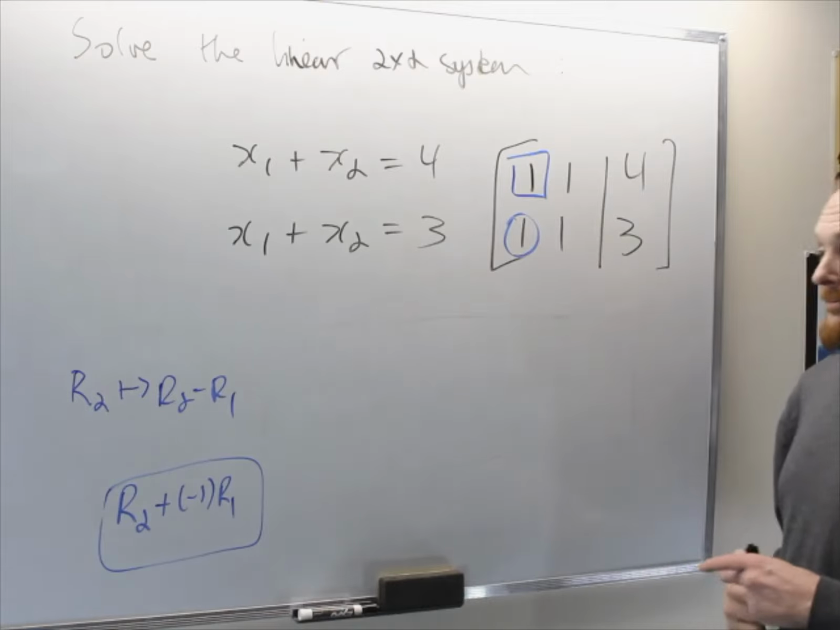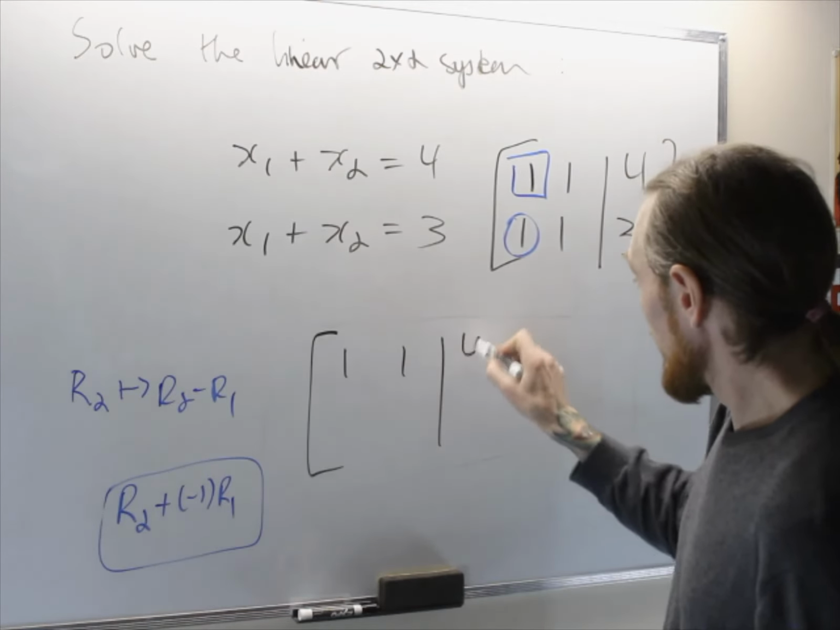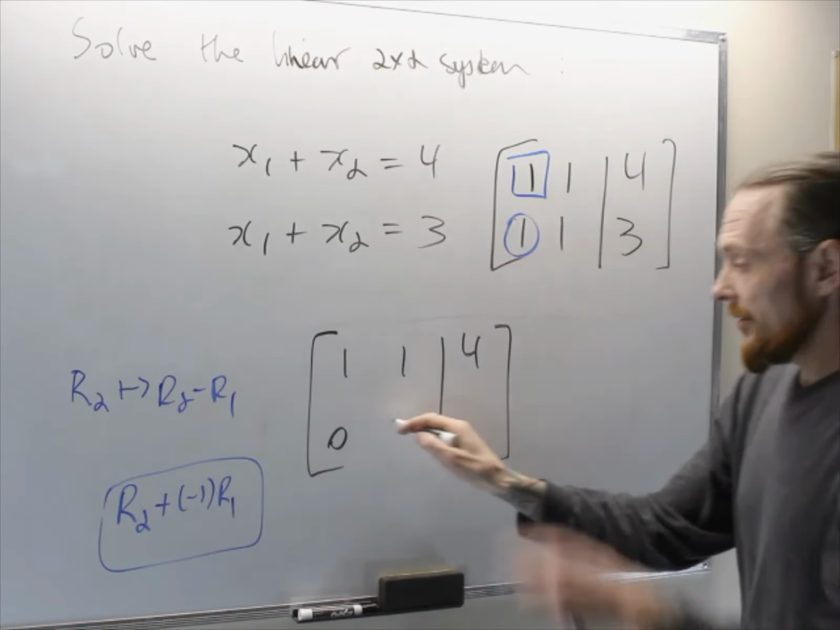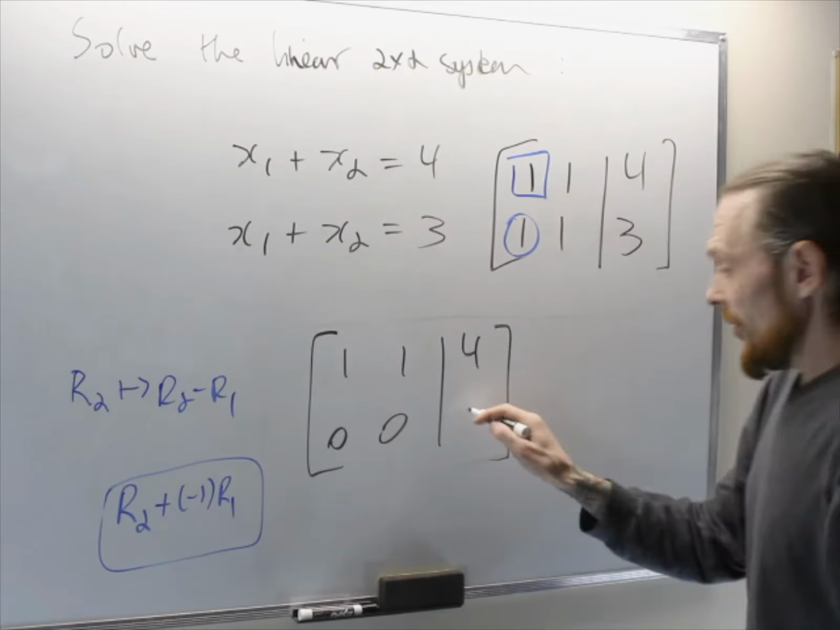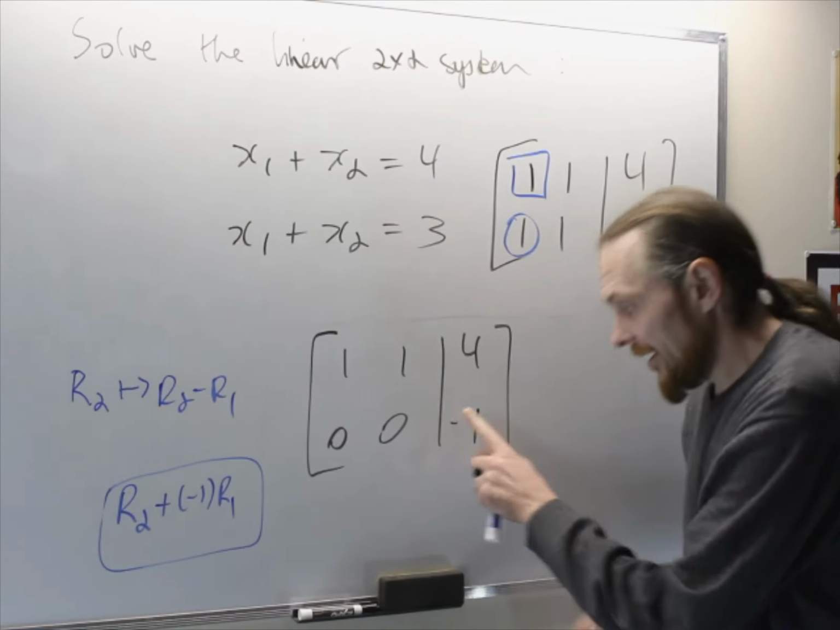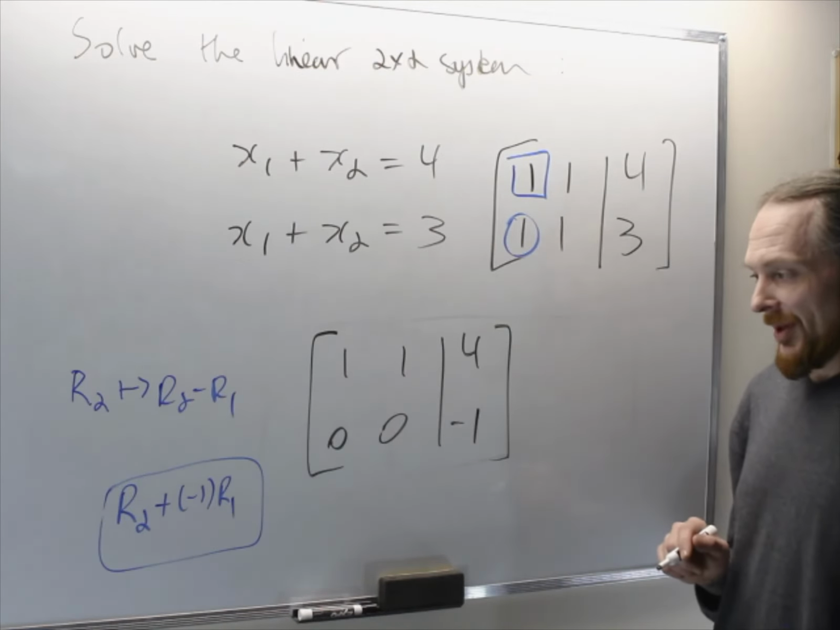So when I do that, I get the new augmented matrix. 1 minus 1 is 0, 1 minus 1 is 0, and 3 minus 4 is -1. Or if I'm lazy, I could multiply the row by -1, but I will leave it. I like -1 too, don't leave him out of the story.